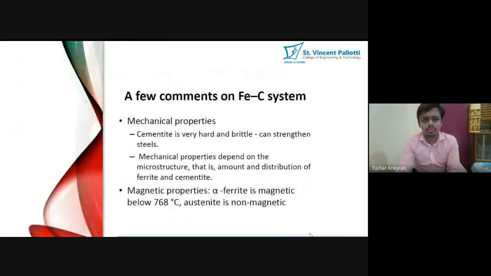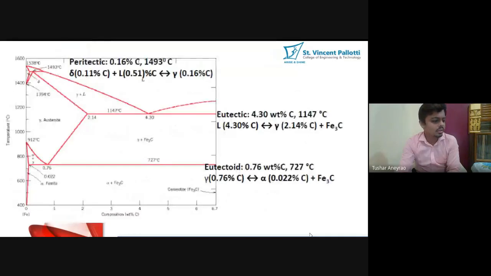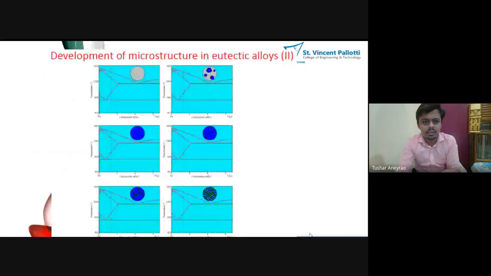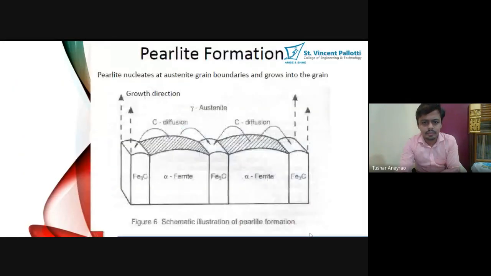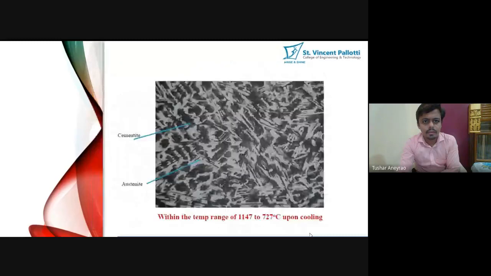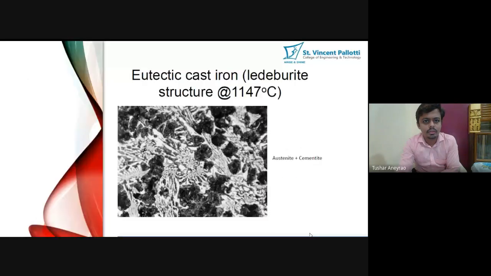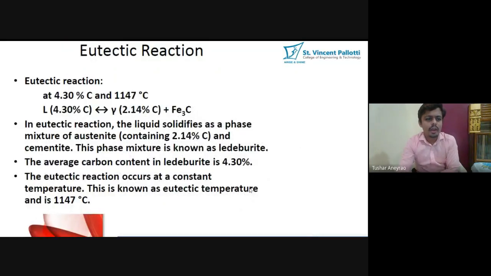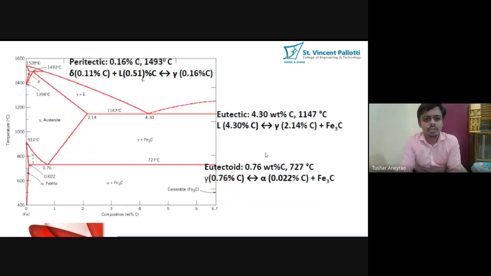So we have seen the... this is not the correct slide. Eutectic reaction. Yes, so at the eutectic reaction, what is happening at 4.3% carbon and 1147 degrees centigrade, liquid decomposes into austenite plus cementite Fe3C, and the mixture which is having 50-50% of austenite plus cementite, that is called the ledeburite mixture. Okay, so far we have seen this.